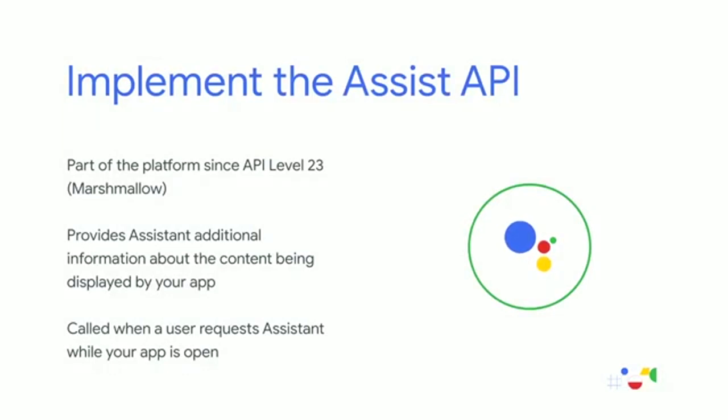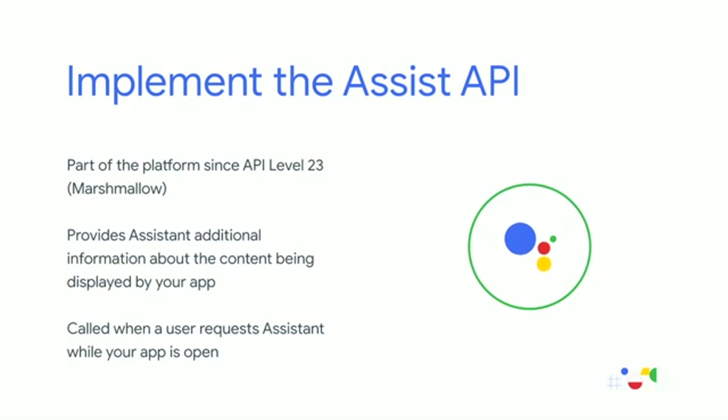The third API that I'm going to talk about is the Assist API. Now, this one has also actually been around for a little while. It's an existing Android API and is already documented on our developer website. What is this? Well, this provides the assistant additional information about what's currently being displayed by your application.